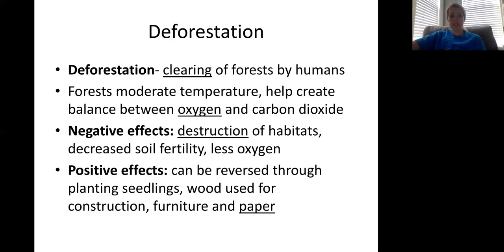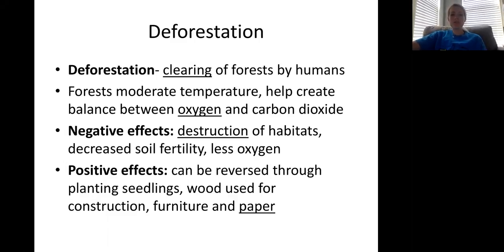Decreasing soil fertility. So when you take out trees and producers, that's going to decrease the soil fertility, which basically means that the soil won't be as good for growing. It's just not going to be as good as it used to be.